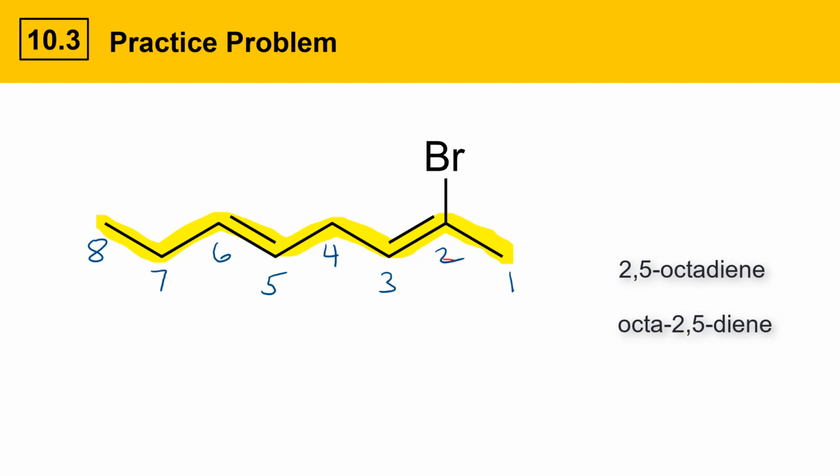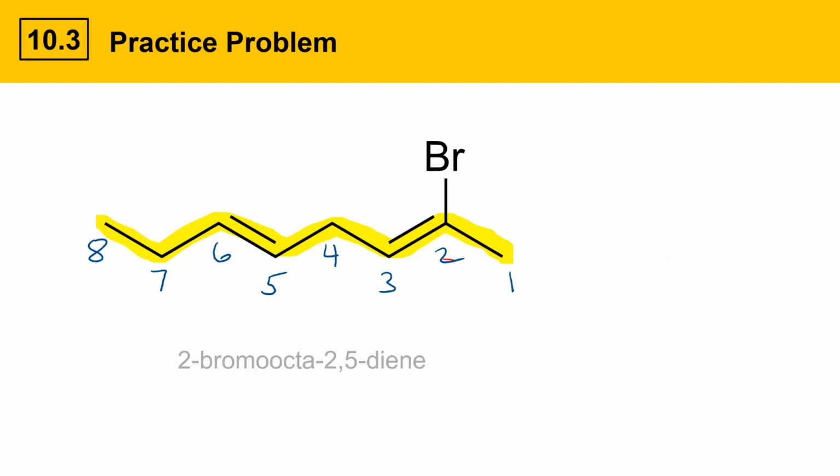We also have a bromine in the 2 position, so it would be 2-bromo. The name for this molecule then would be 2-bromo-octa-2,5-diene under the newer IUPAC rules, or 2-bromo-2,5-octadiene under the older rules.